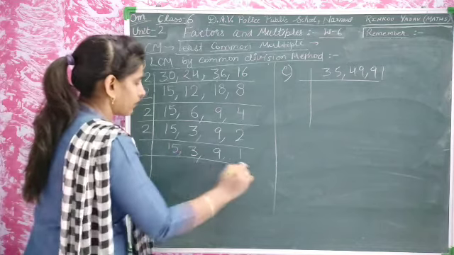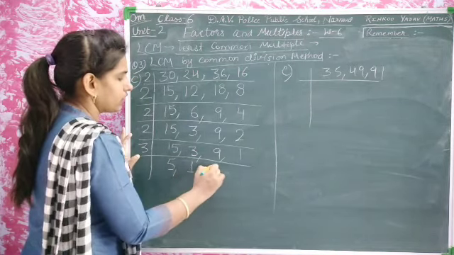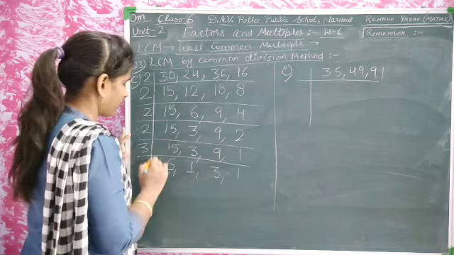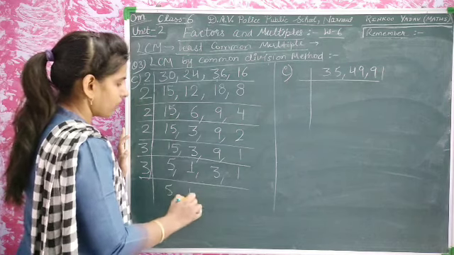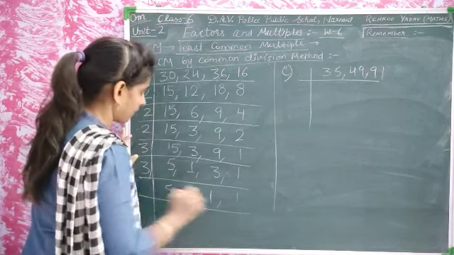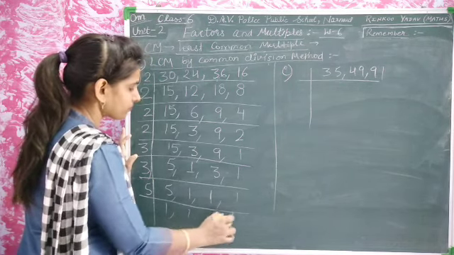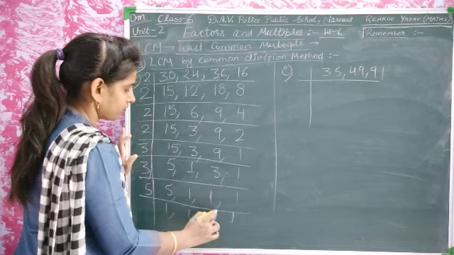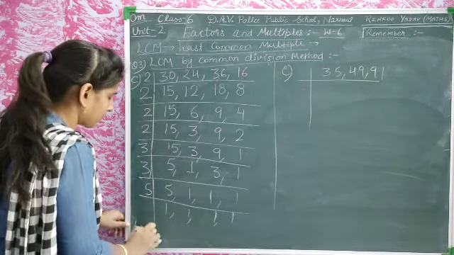Now again it will be divided by 3. 3 5s are 15, 3 1s are 3. 3 3s are 9 and 1. Now again divided by 3. 3 5s are 15, 1, and 3 1s are 3 and 1. Now it will be divided by 5. 5 1s are 5. 1 1 1. Is this clear, students?